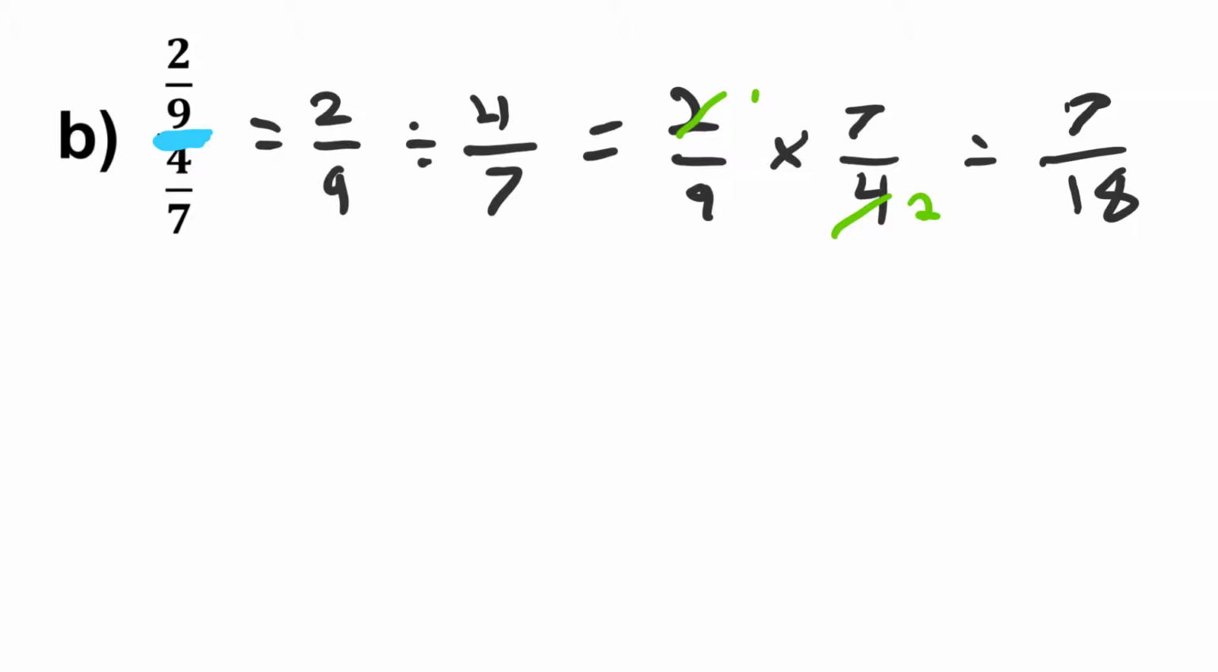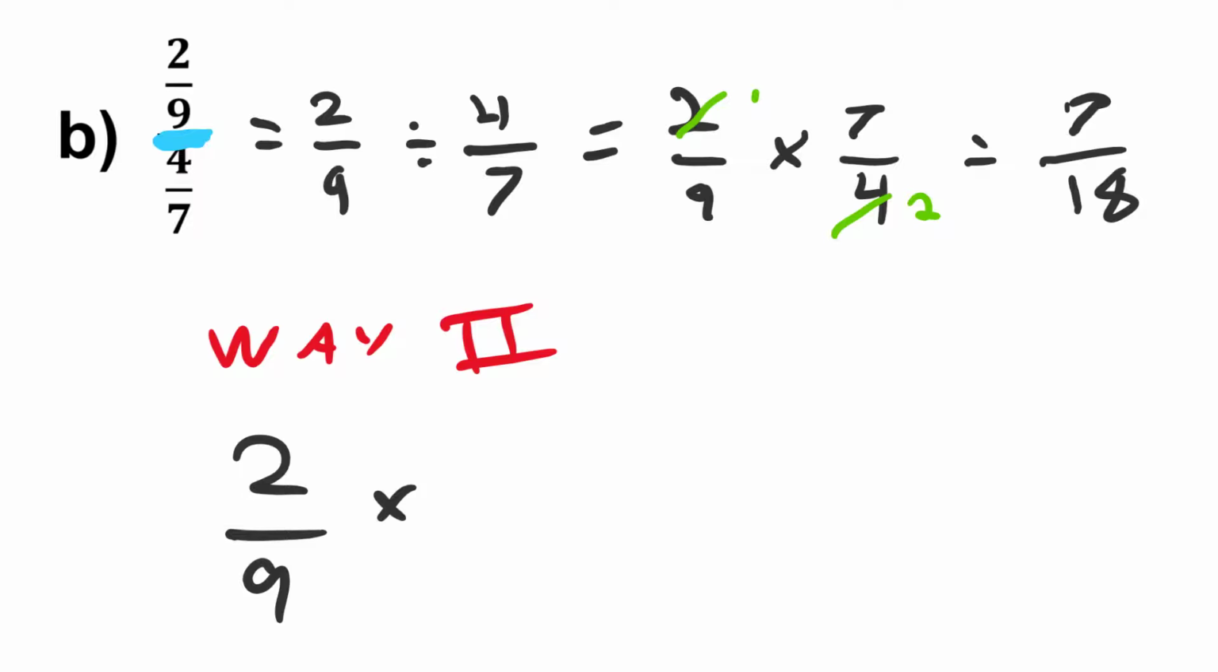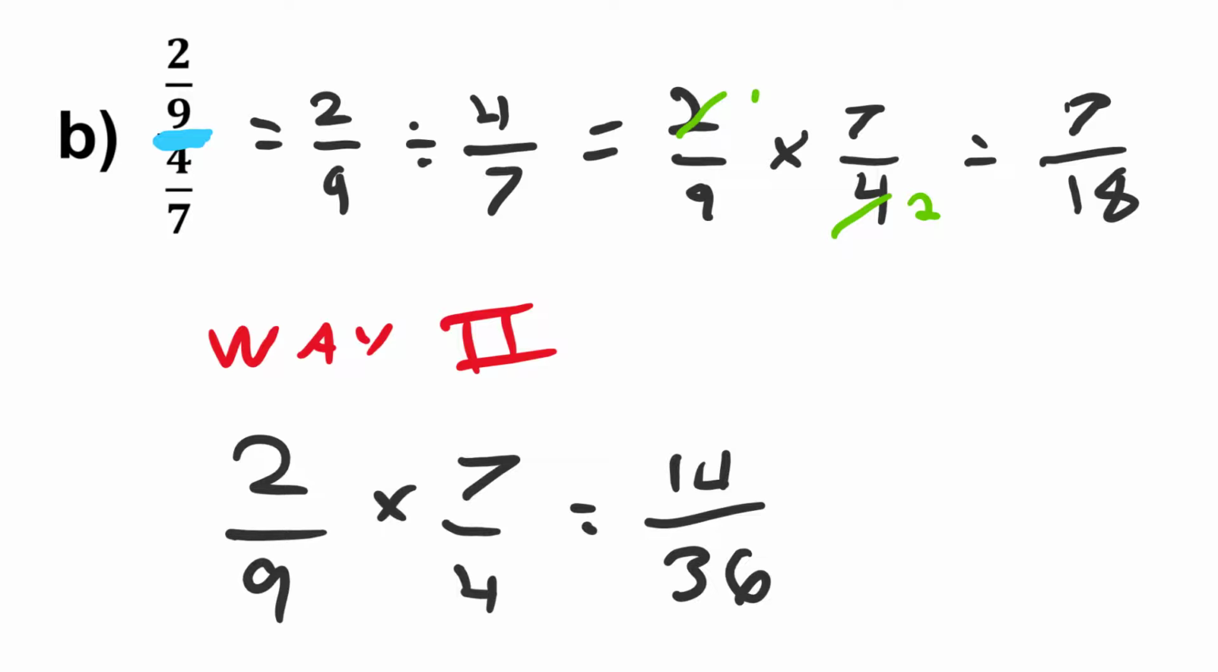We can do it without simplification. It would simply be, I'll just write method 2, or way number 2. So then that would be 2/9 times 7/4. If we multiply across, that would be 14 over 36. We can divide both by 2, so then that would be 7 over 18, and those are identical.